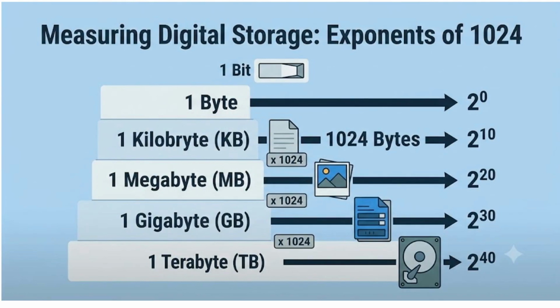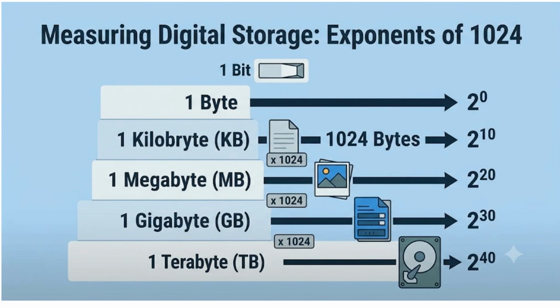Now let's look at how digital storage is measured. Computers can store enormous amounts of data. To make these sizes easier to understand, we use larger storage units. We begin with 1 byte, which contains 8 bits. When we combine 1024 bytes, we get 1 kilobyte, or KB. Next, 1024 kilobytes make 1 megabyte, or MB.